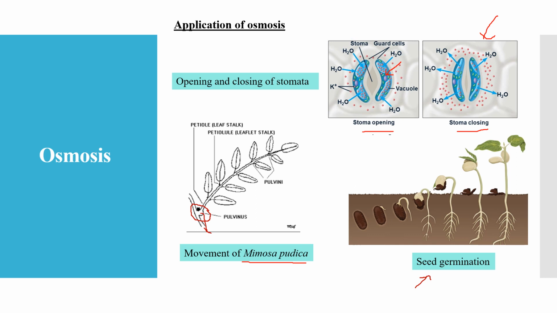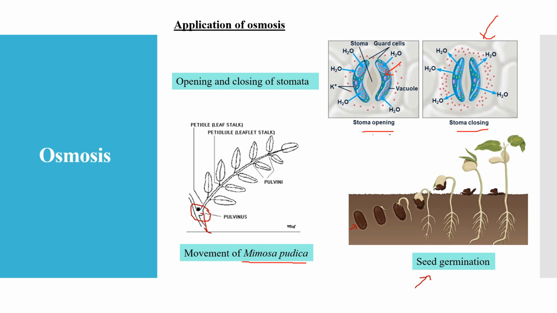Another example is seed germination, means osmosis plays a very important role in seed germination. In seed germination, the first process is imbibition. Imbibition means the water molecules are adsorbed by the seed coat, resulting in the cracking of the seed coat, and after that the water molecules are taken in by the embryo.